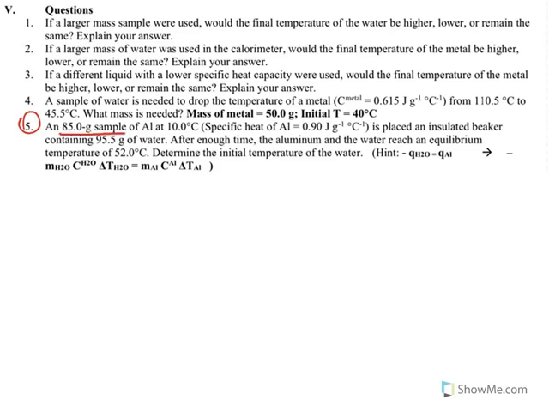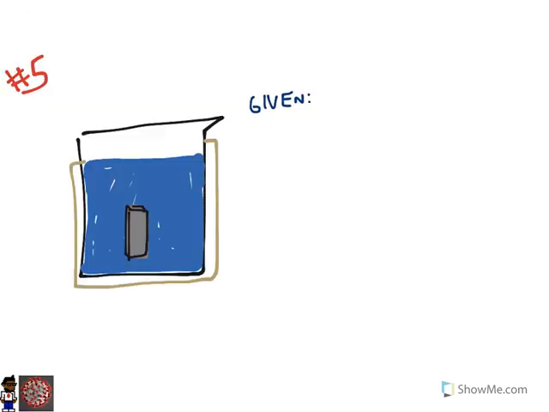So we have an 85.0 gram sample of aluminum. We have an initial temperature, we have the specific heat capacity, we have a mass of the water. After enough time, aluminum and water have reached equilibrium, so we know the final temperature of both of them. We don't know the initial temperature of the water. Okay, perfect. Again, this is one of those scenarios where the heat that is exchanged between the metal and the water is going to be the same.